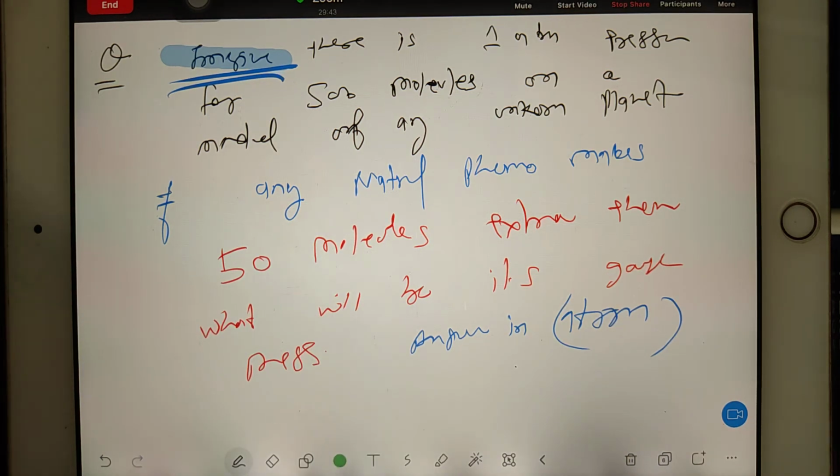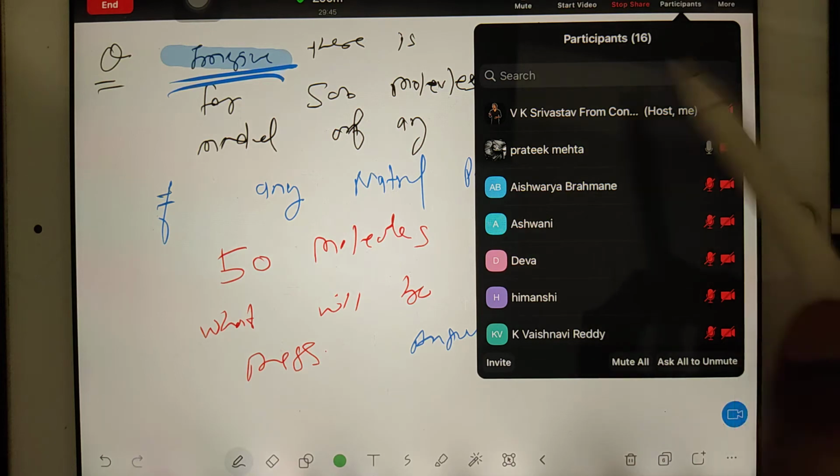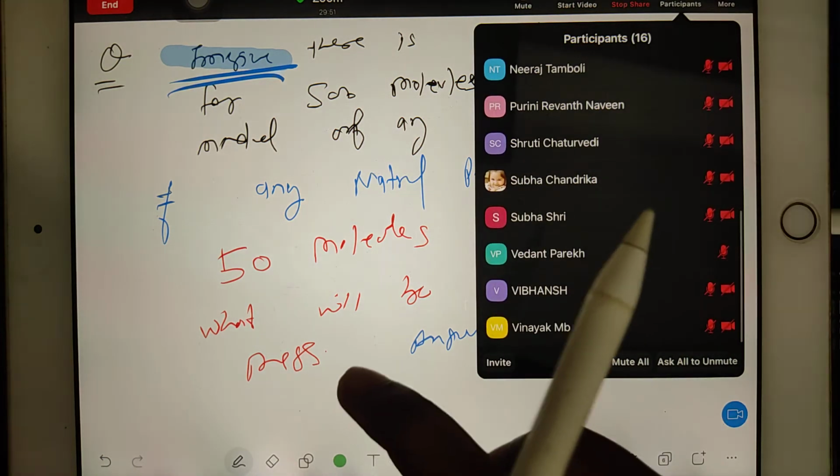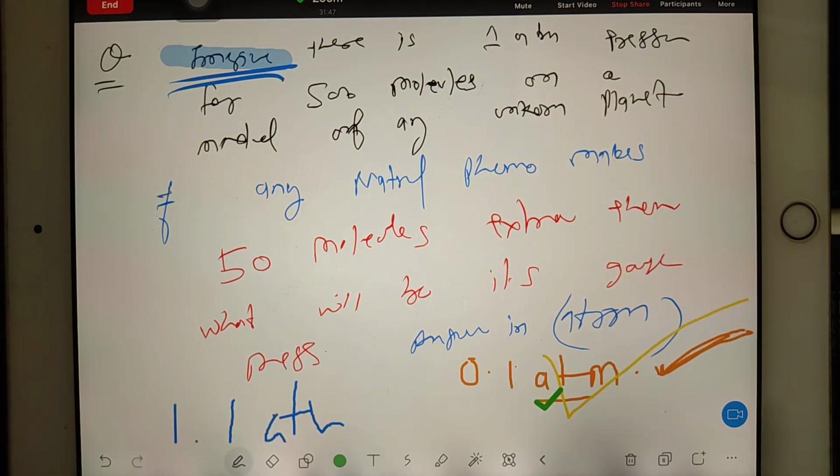Imagine. Everyone try this problem fast. All the 15 students try this problem fast. Okay, now I am explaining. Enough time. Now see here.